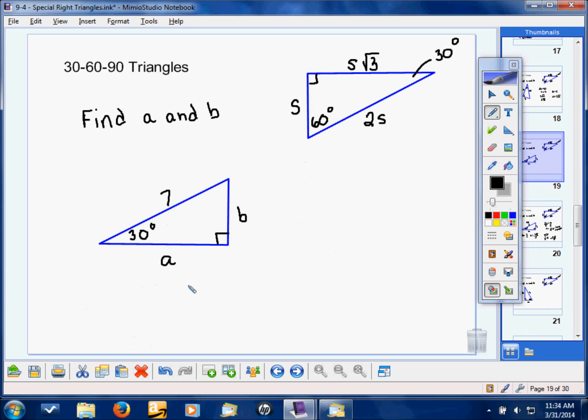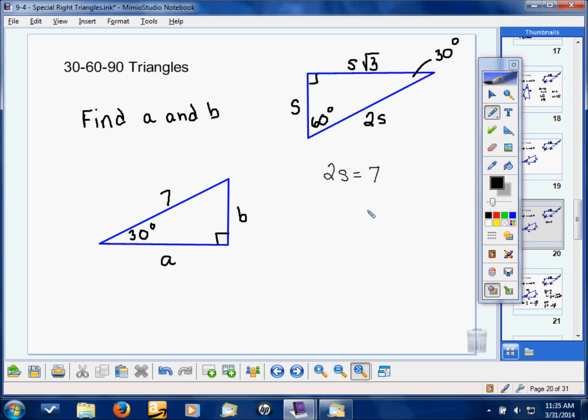Now I do have the orientation of the triangle changed a little bit, but it's still 30-60-90. So you just draw a quick right triangle, 30 in the corner, 7 here, A and B. It always helps when you're drawing a right triangle to start with the L and then just connect the corners. Alright, Kyle, which side is the 7 on our template? 7 is on the 2S side. Does everybody get that? Everybody see? Okay, if you don't, you have to tell me.